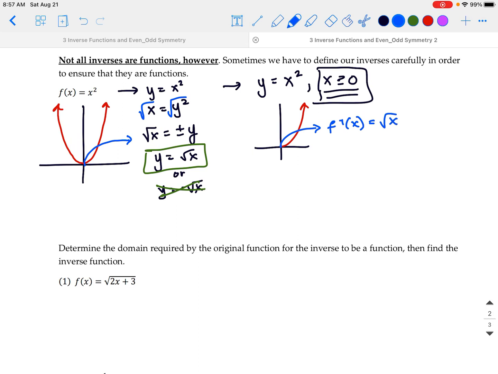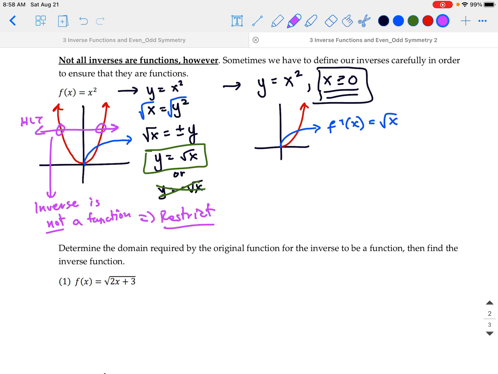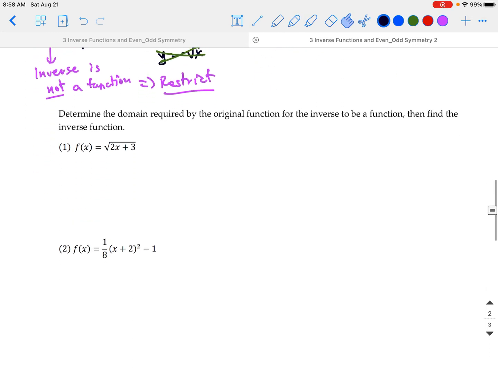And the quick way to identify graphically if you've got a function that's going to be needing to be restricted is what we call the horizontal line test. So if I draw a horizontal line through my function and it touches more than one point, that means that the inverse is not a function. And so that's going to mean that we need to restrict the domain. So we'll look at some examples below here.